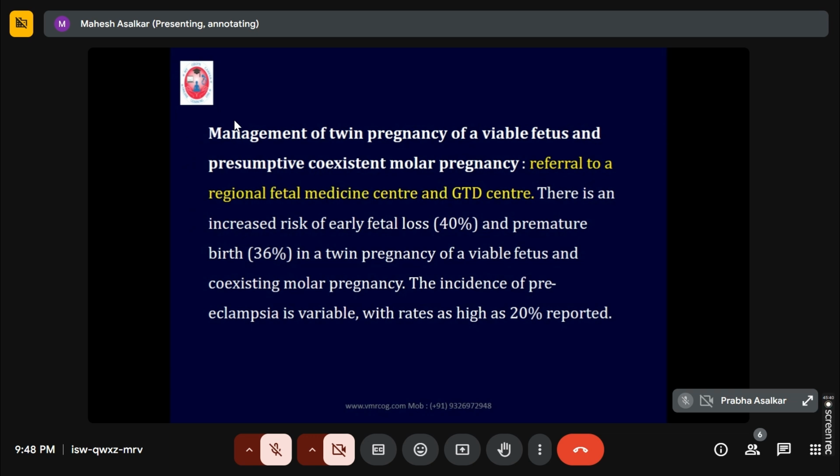There is an increased risk of early fetal loss, 40% chance of early fetal loss, and premature birth, 36% in a twin pregnancy of a viable fetus and coexisting molar pregnancy. So early fetal loss is 40% and premature birth 36 means 1/3 patients will go into premature labor. Okay, the incidence of pre-eclampsia is variable. The rates are as high as 20%. So if you have a twin, there is a high chance that 1/3 patients will go into preterm labor, 40% will have early fetal loss, and 20% will have pre-eclampsia.